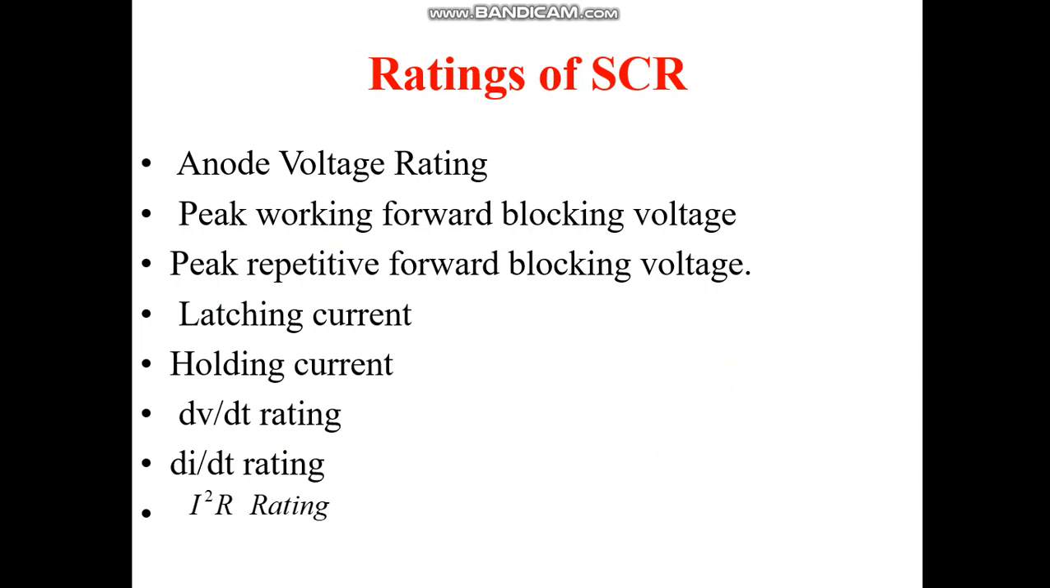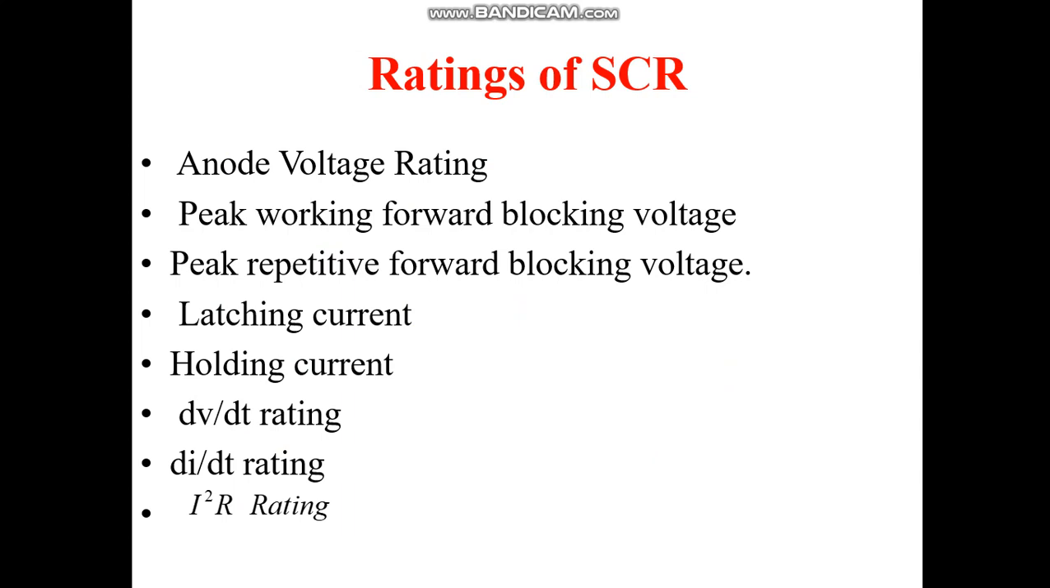Next, latching current. Latching current is the minimum current required to turn the SCR into the on position. What is the holding current? Holding current is associated with the turn off process. The device is maintained in the on position, and if the anode current falls below the holding current, then the device turns into the off position. Latching current is always greater than the holding current.